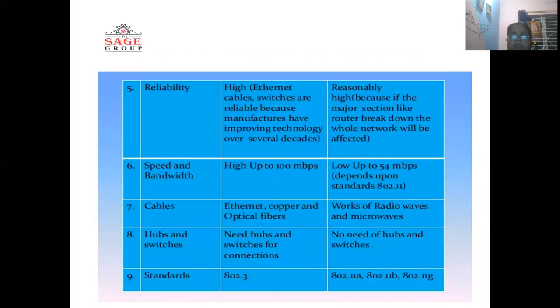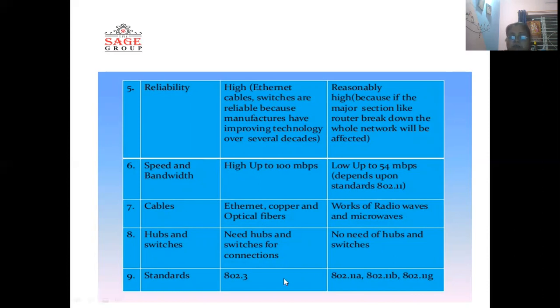Now, in terms of speed and bandwidth, it is high in wired communication, up to 100 megabits per second, whereas it is low in wireless communication, up to 54 megabits per second. In wired communication, Ethernet, copper, and optical fibers are examples, whereas wireless communication works on radio waves and microwaves. Wired communication requires hubs and switches for the connection, whereas there is no need of hubs and switches in wireless communication.